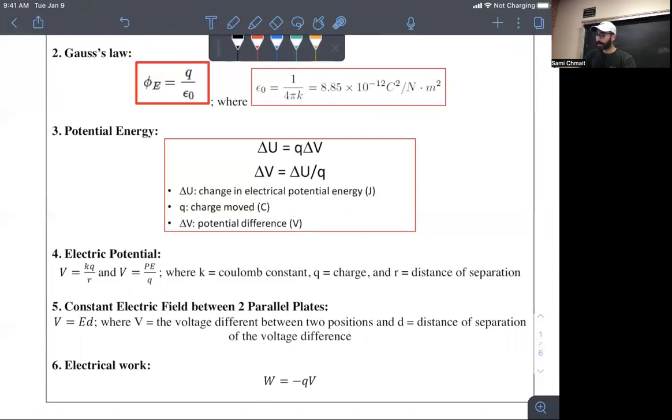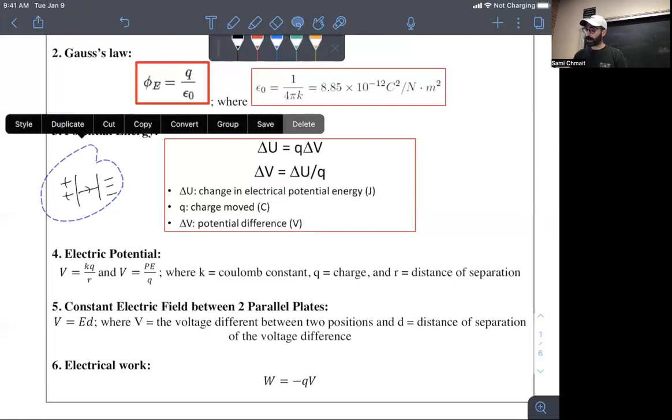Okay. And this is a special situation that we can use to break down this potential energy, this V equals E d. This exists when there are 2 parallel plates. So that'll be something that looks like what you've seen before. It's something like this, and there's that field between them, right?